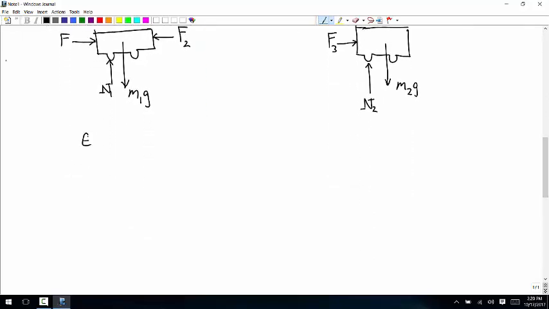Okay, so let's do one like that, but actually do calculations. So let's say we have one cart here that has a mass of 10 kilograms and one that has a mass of 20 kilograms.